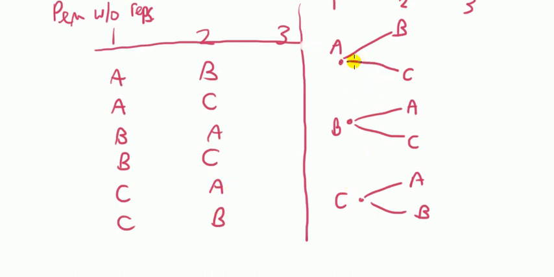Now, if repetitions are allowed, you could have A followed by A again, B with a B, C with a C. So you'd have 9.